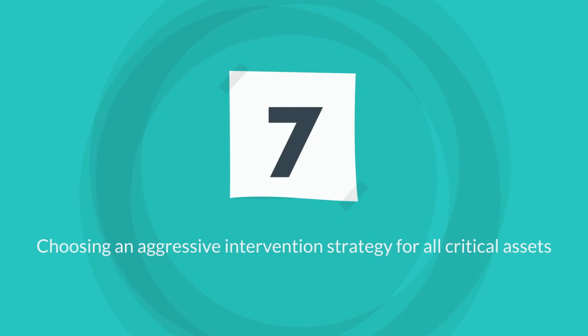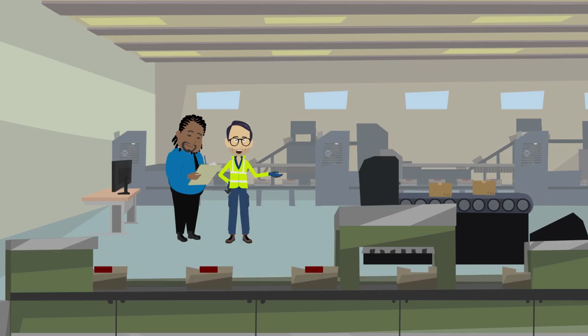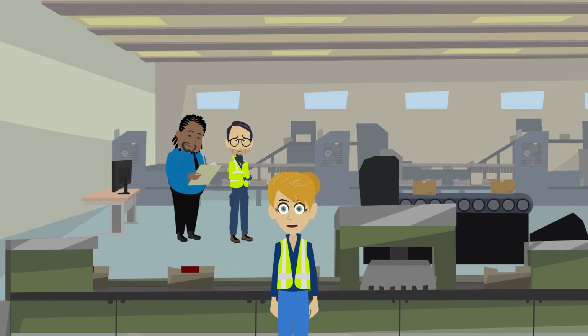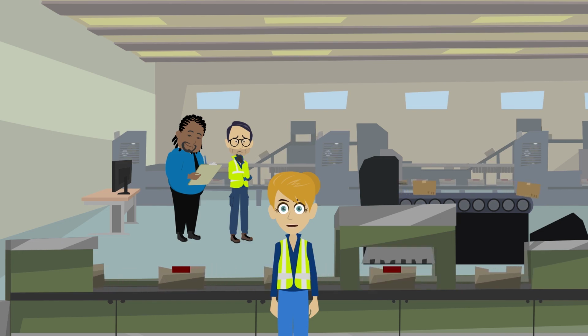Mistake 7. Choosing an aggressive intervention strategy for all critical assets. These are all critical, so let's open them up and check inside to make sure they're all good. We'll just put all our resources into maintaining these. Careful. It's not showing any signs of failure. Why mess with it? You could end up making it fail faster. Besides, if you just throw money and people at everything, you'll go broke fixing things that don't need it. Are you fixing things that aren't even broken?